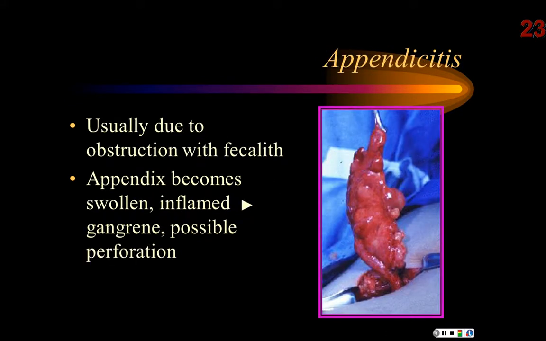Okay, so appendicitis. That is a nasty looking appendix. This is usually due to obstruction, basically with fecal matter. And then it becomes swollen and inflamed, sometimes gangrenous, infected, and it can possibly perforate. That's very bad. So what do you think happens? You know what, I'm getting ahead of myself.